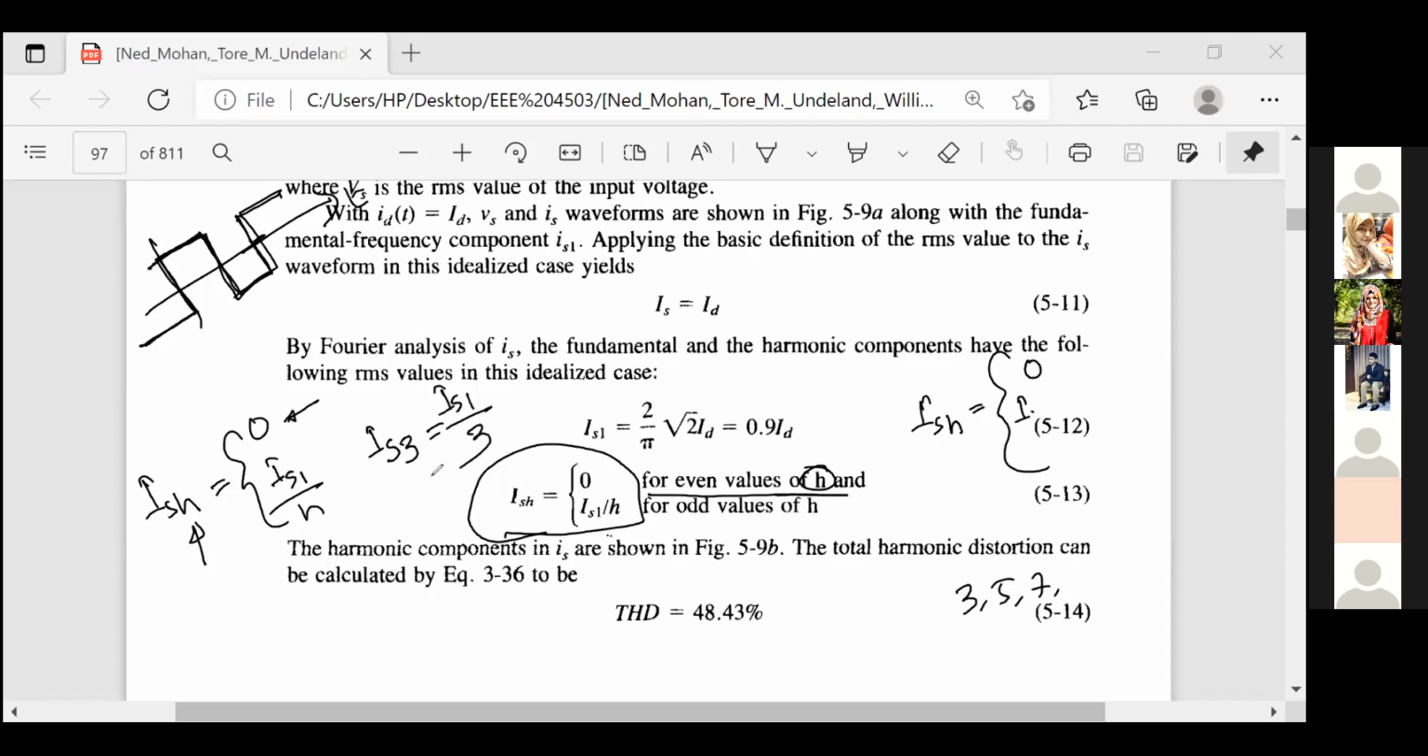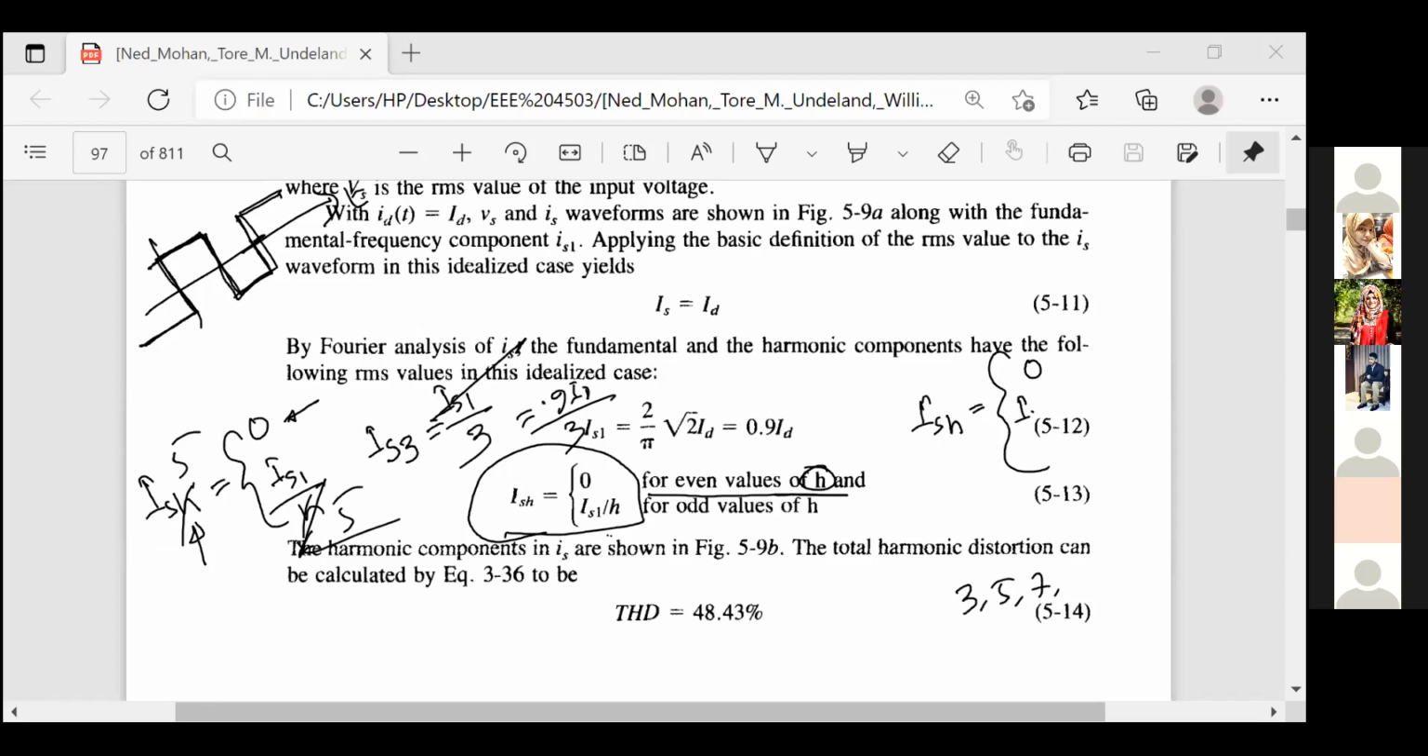You understand? Yes, sir. What is your IS1? 0.9 ID. Right, 0.9 by 3. If you want to find out the fifth harmonic, just put H as 5 here, then you will get it.